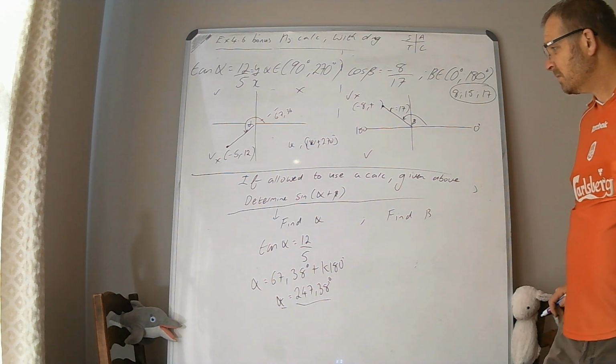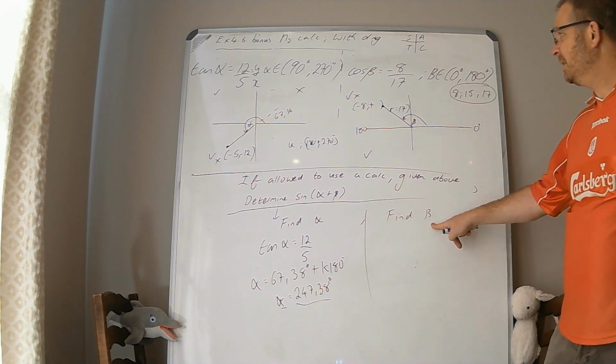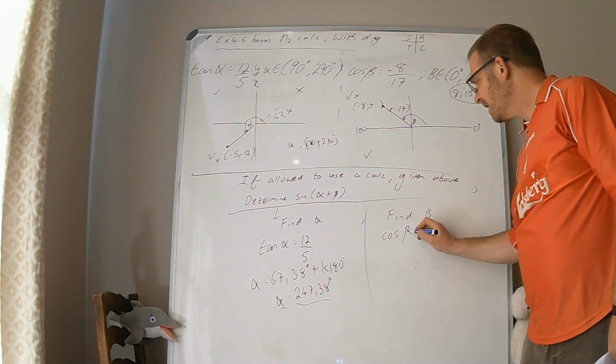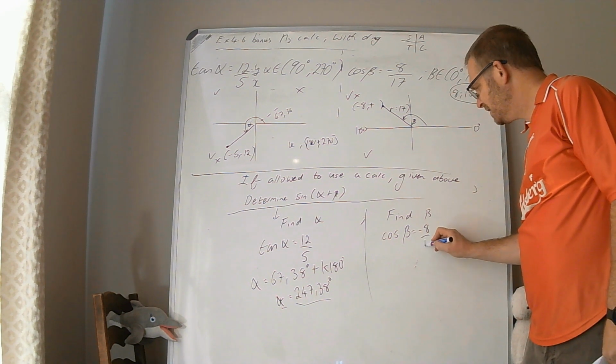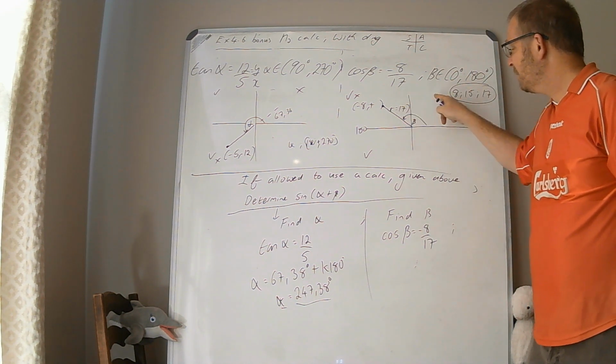Okay. Right. Likewise, now I want you to go find angle beta. How are we going to find beta? We're going to use the fact that cos beta is equal to negative 8 over 17. And we're going to use the fact that the angle lies between 0 and 180.